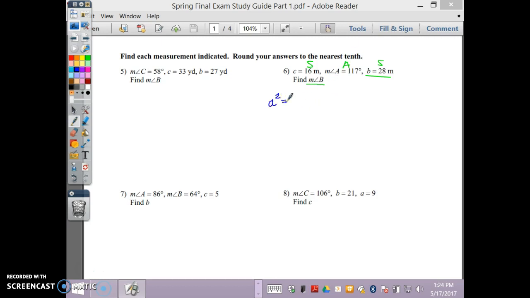So A squared equals B squared plus C squared minus 2BC cosine of angle A. So I'm going to put all of this over here in my calculator, and then I'm going to square root it, and that's going to give me A. So 28 squared plus 16 squared minus 2 times 28 times 16 times the cosine of 117 gives me 1,446.775. And if I square root that, I get right about 38.